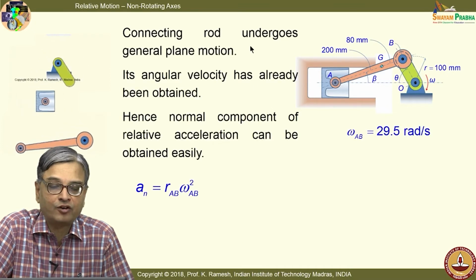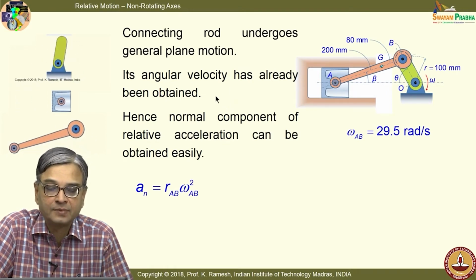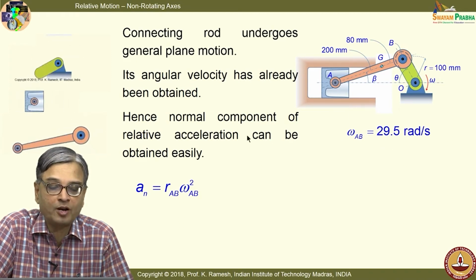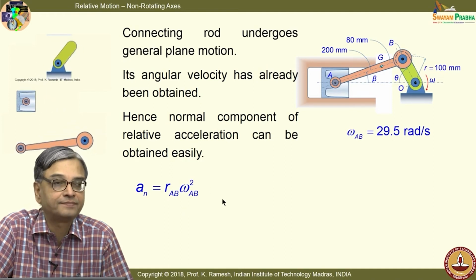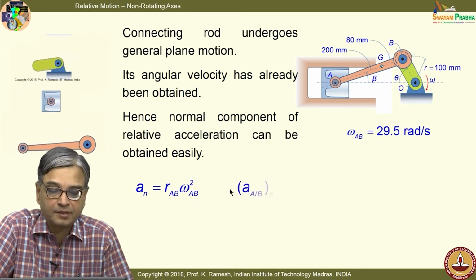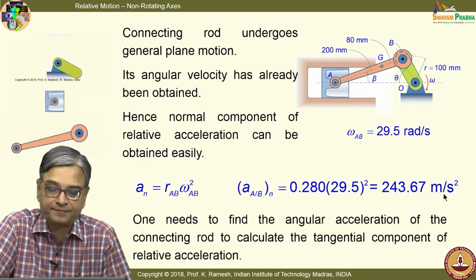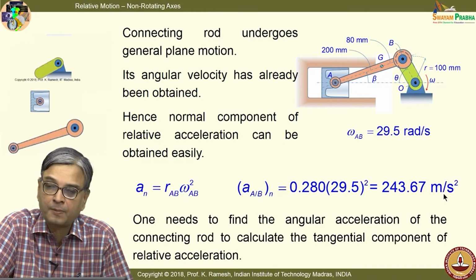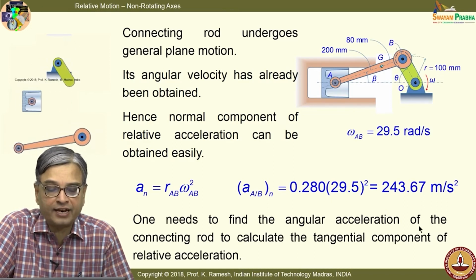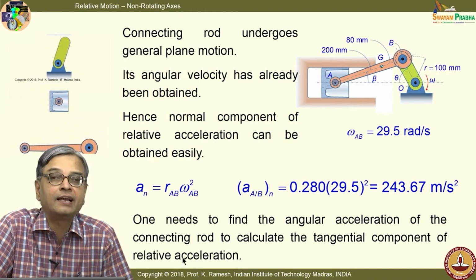We have already seen that the connecting rod undergoes general plane motion. We have already determined the angular velocity, that is omega AB is 29.5 radians per second. So, I can find out the normal component of relative acceleration easily. That is nothing but RAB into omega squared AB. So, I get this value as 243.67 meters per second squared. As I told you earlier, one needs to find the angular acceleration of the connecting rod to calculate the tangential component of relative acceleration.